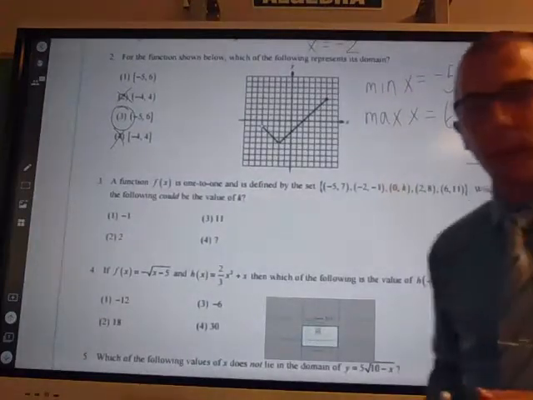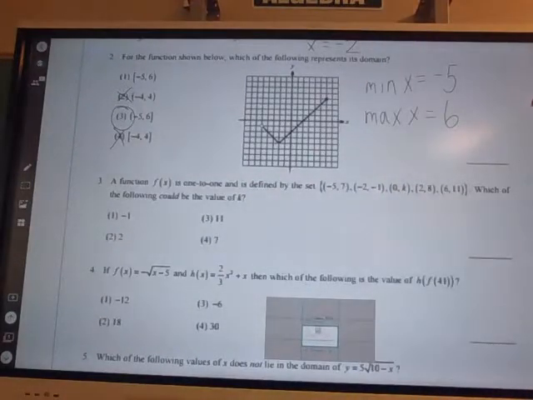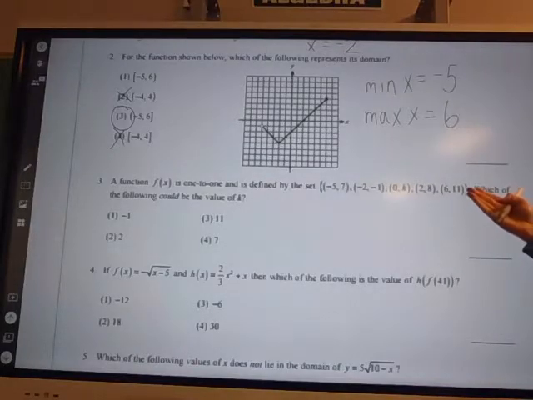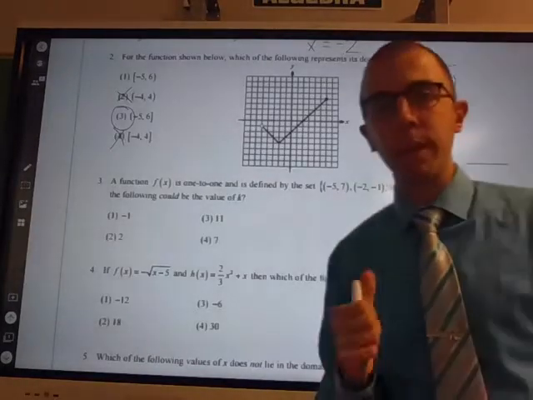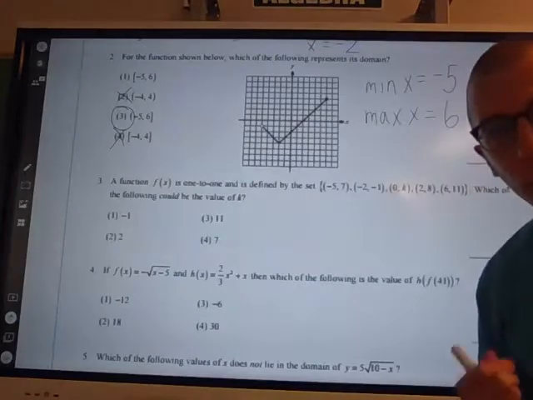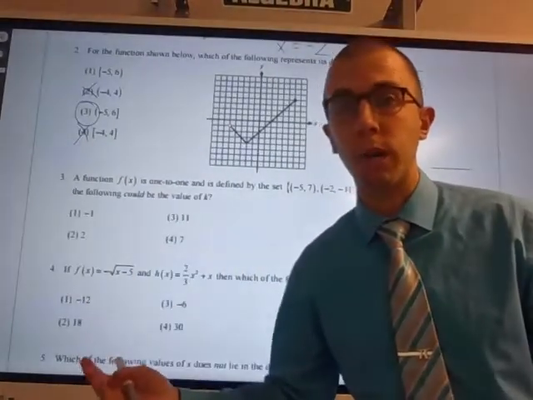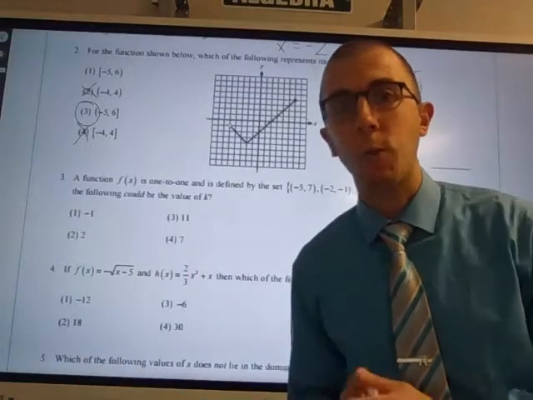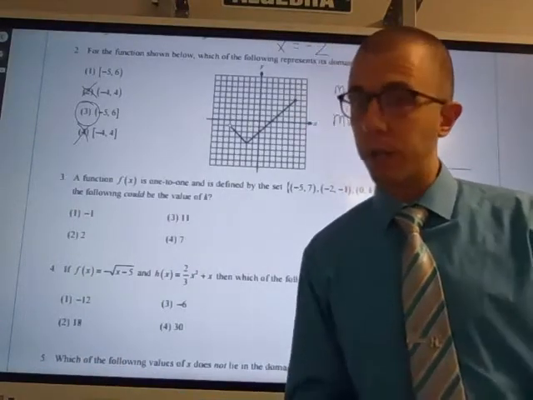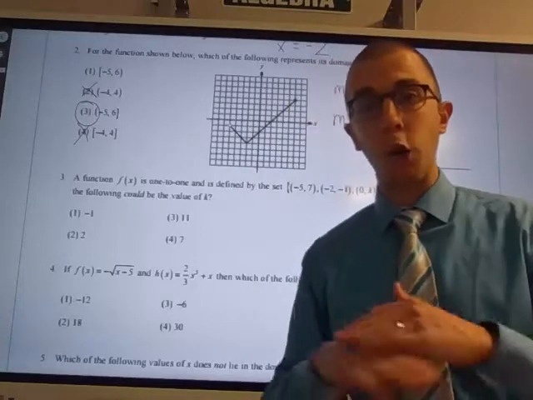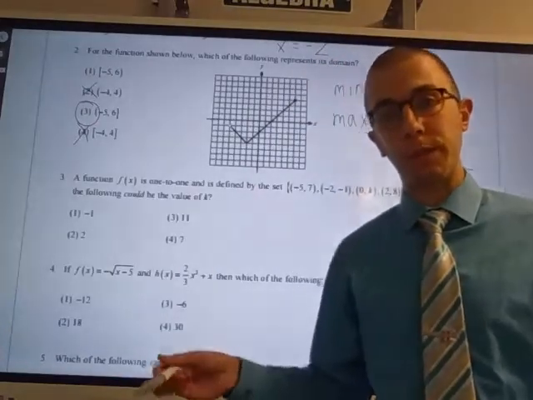Number 3, a function f of x is 1 to 1 and is defined by the set. There's the set. Which of the following could be the value of k? So in order to answer this question, you need to know what a one-to-one function is. A one-to-one function is a function that does not have repeating y values. There are no repeated outputs.